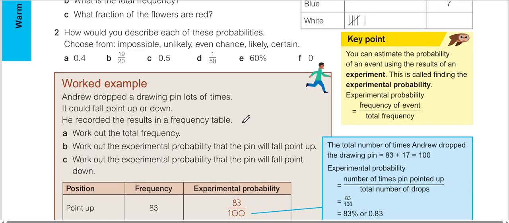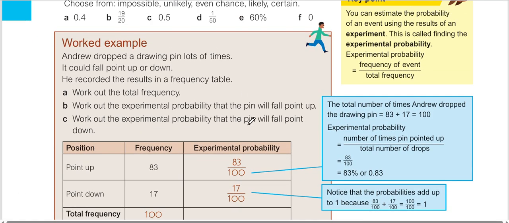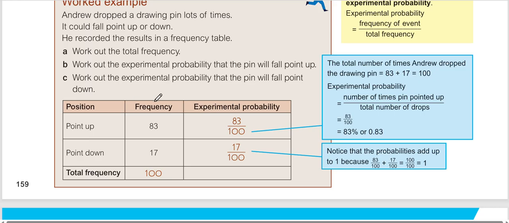Now we are going to learn this in the worked example. In the worked example it says Andrew dropped a drawing pin lots of times. It could fall point up or down. He recorded the results in a frequency table. Work out the total frequency. Work out the experimental probability that the pin will fall point up, and the experimental probability that the pin will fall point down.